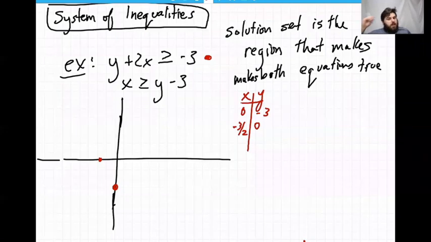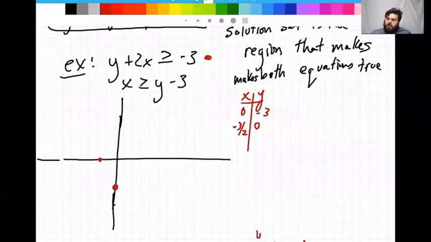Now is it going to be dotted line or solid line? Since it's greater than or equal to, we're going to do a solid line because it's actually allowed to equal that way.